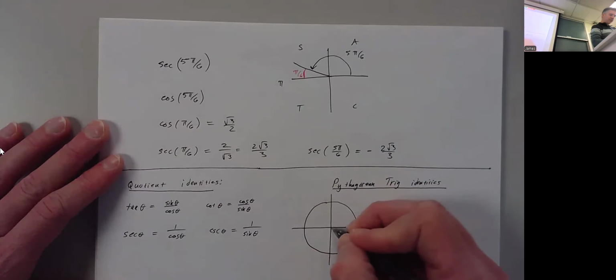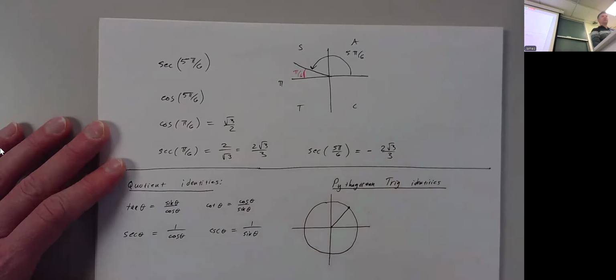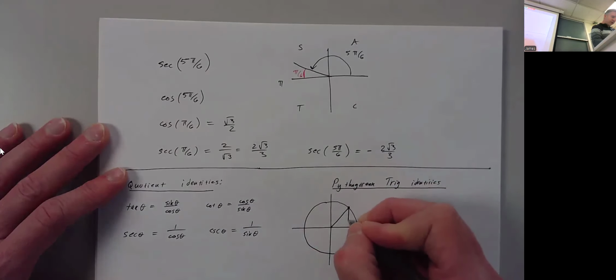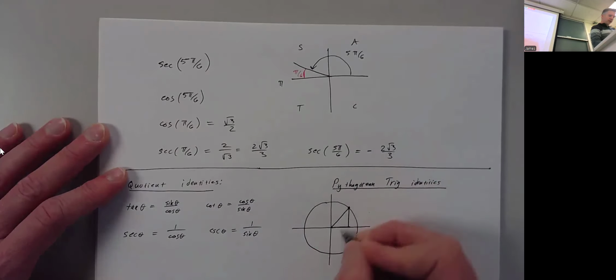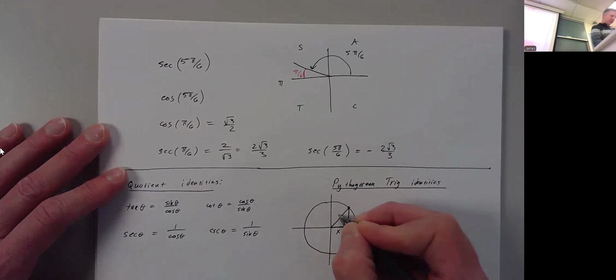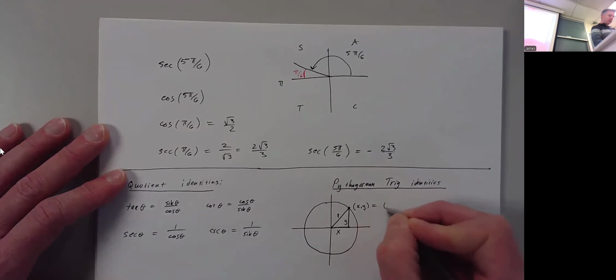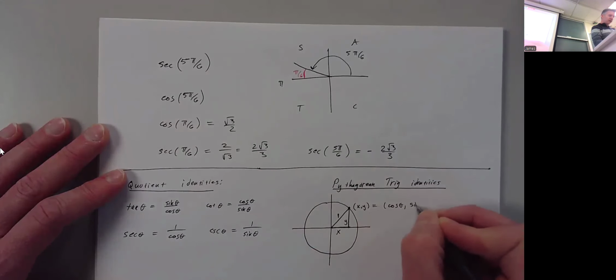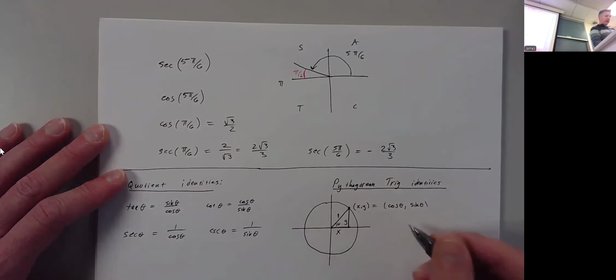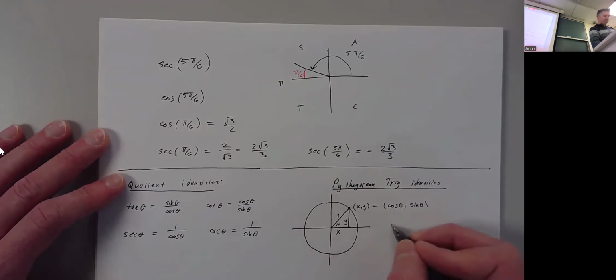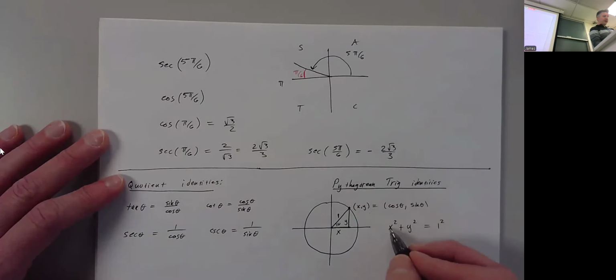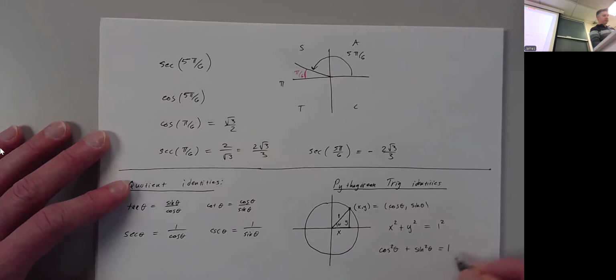So if you're thinking about, again, this point on the unit circle, if we drop this perpendicular here, and you call this side x and this side y and this side 1, because it's a unit circle, and this coordinate is x comma y, but it's also cosine of your angle comma sine of your angle, then it's correct to say x squared plus y squared equals 1 squared, which is just 1. But then x is really cosine, y is really sine, so cosine squared theta plus sine squared theta is equal to 1.